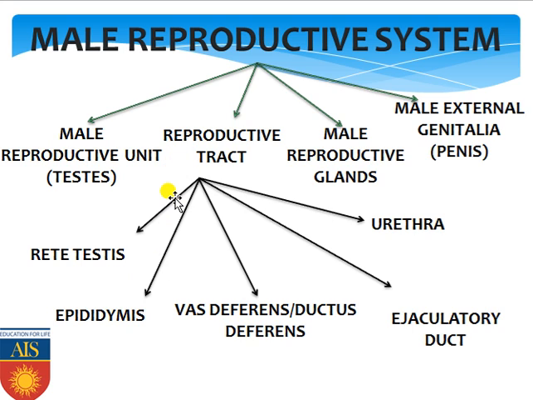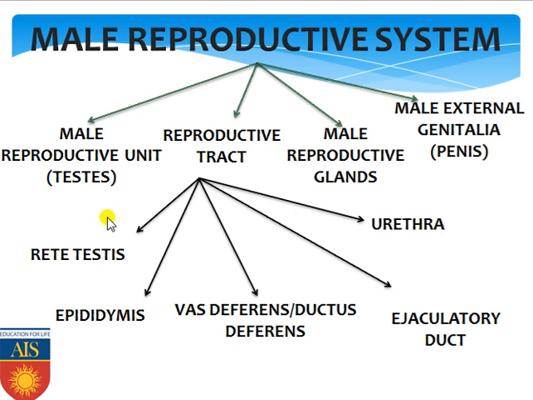So the portions under the reproductive tract will be: first rete testis, second epididymis, third vas deferens or ductus deferens, fourth the ejaculatory duct, and fifth the urethra. One by one, each and every portion of the reproductive tract, the male reproductive glands, the male external genitalia, and the structure of the testis, all these points we will be discussing in the next slides.